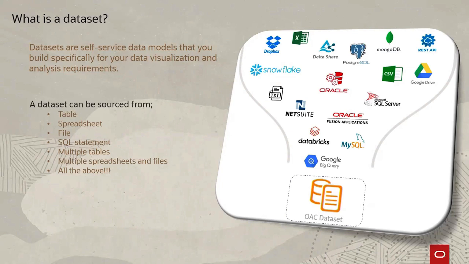You can specify joins between objects, and you can transform and enrich each of the columns within your dataset. This means datasets are extremely flexible and will support most of your self-service requirements. Let's get out of PowerPoint and take a closer look at the connections by category.